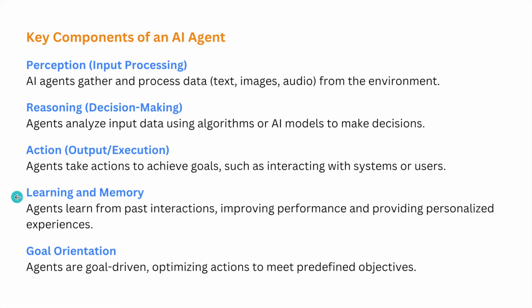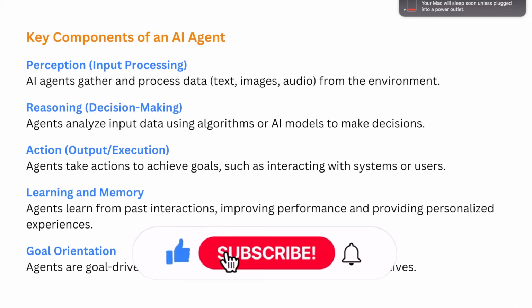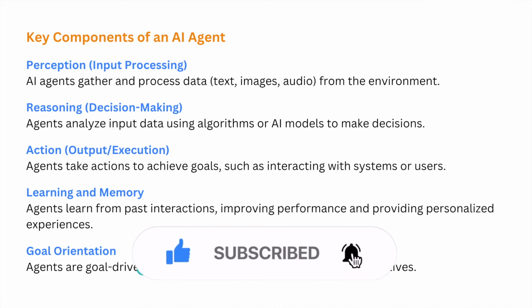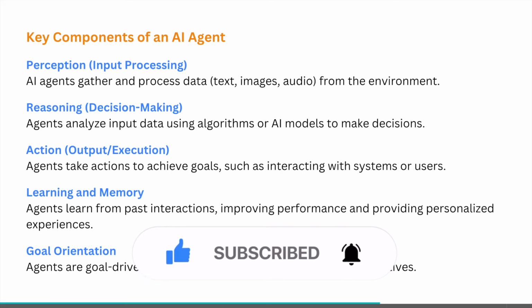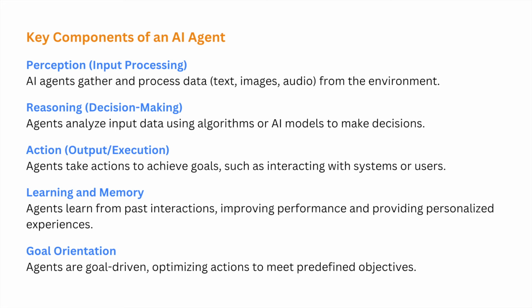So these are the three key components of an AI agent, and for these three things to happen, an AI can learn from past interactions and improve its performance based on the memory and provided experience. Also, AI agents are specifically goal driven. Chatbots are chat interfaces, but AI agents are more goal driven, and they optimize actions to meet the objectives that are predefined when you create the architecture of an agent.